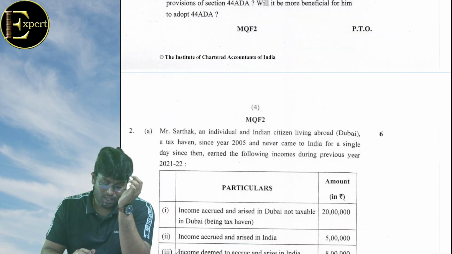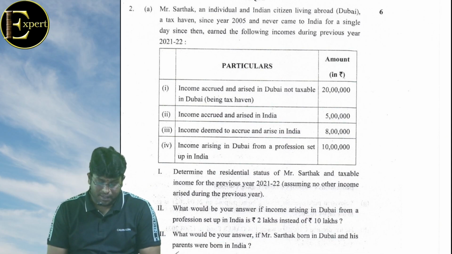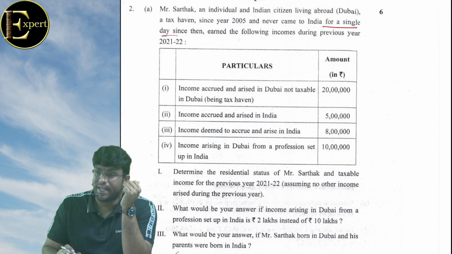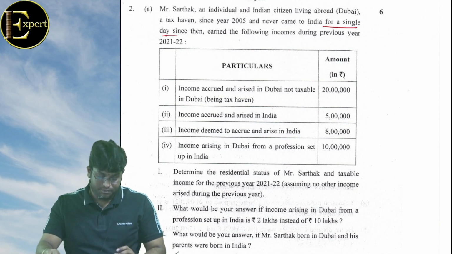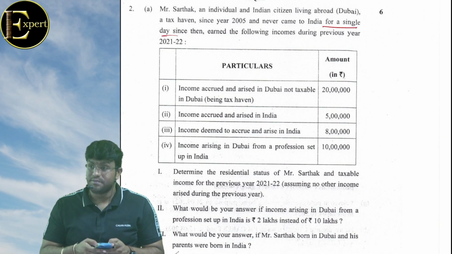See now. A 6 marks question which came in the exam like this. Sarthak, an individual, an Indian citizen living abroad. He never came to India for a single day. He didn't come even for one day, boss. I haven't said this point yet. Okay, wait. Let's see the second question. I'll tell you this in 2 minutes. Wait, don't take tension for this. There is something called deemed resident. We'll talk about it soon.